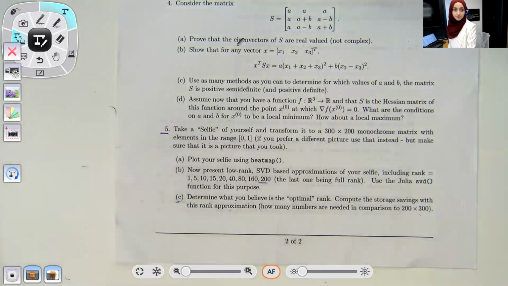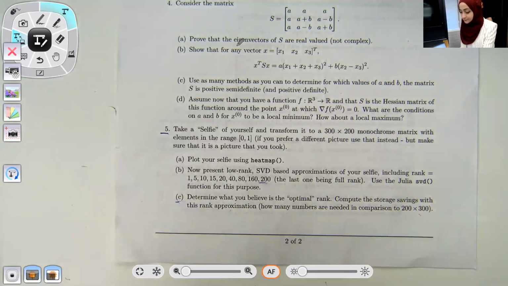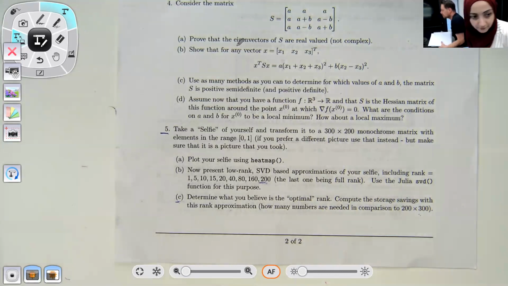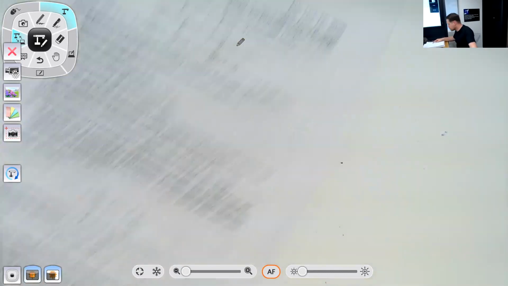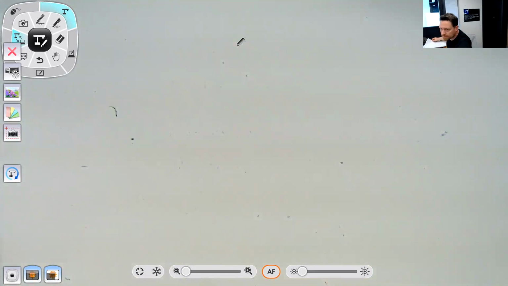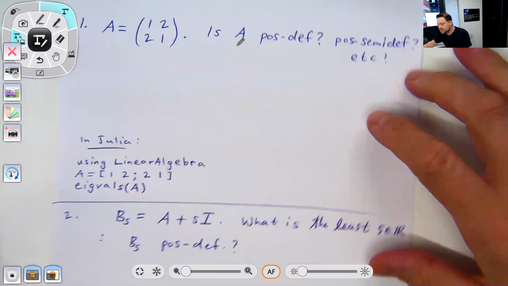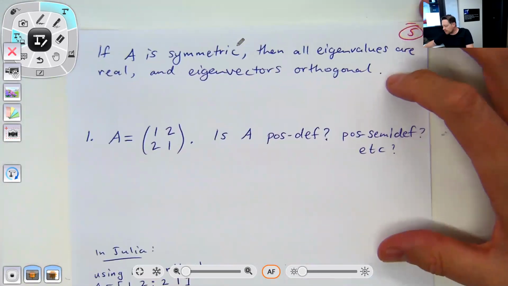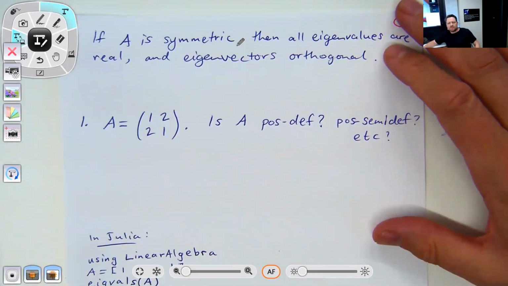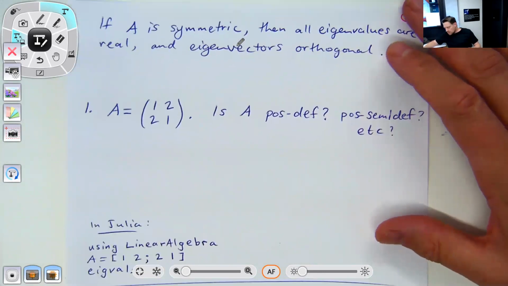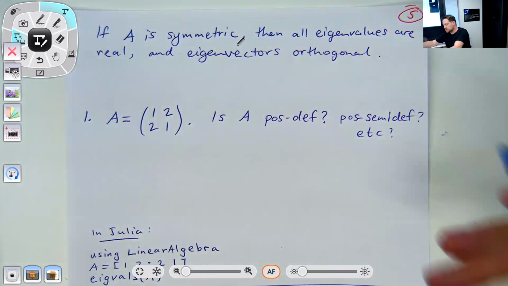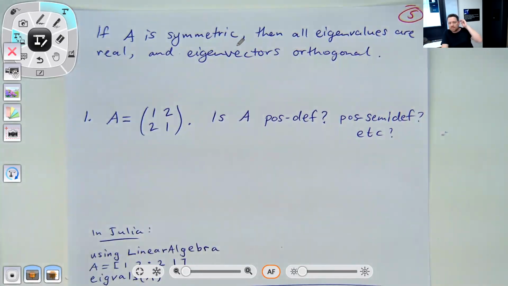Okay, now you can continue with some fundamentals. Okay, so hello again. I'm just going to do a couple of problems with you, right? That hopefully clarifies the notion of positive definite and positive semi-definite. All right, so starting at the top, if A is symmetric, then all eigenvalues are real and eigenvectors are orthogonal.